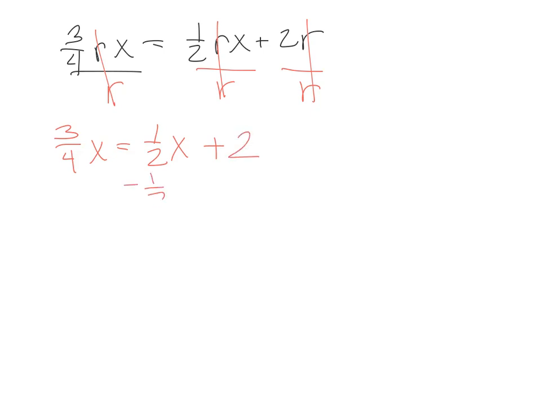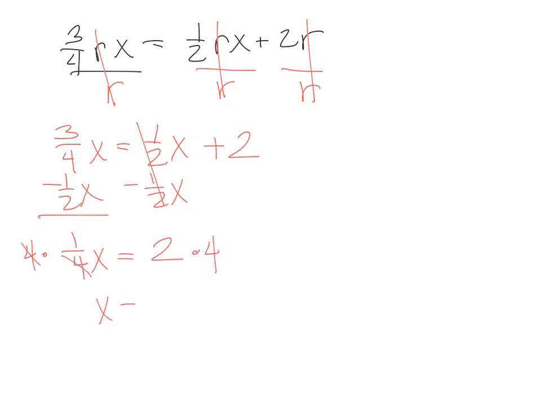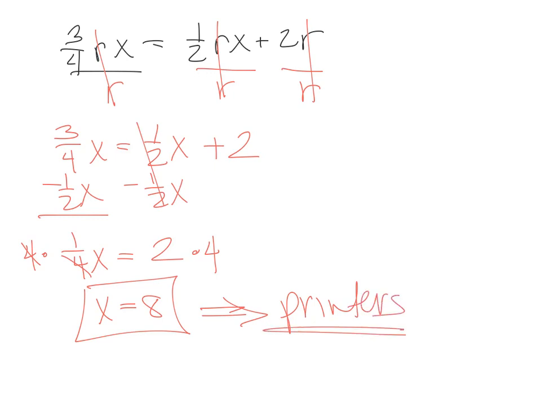Let's subtract this 1/2 X from both sides. We get 1/4 X left over equals 2. If I multiply this by 4 and that by 4, I get X equals 8. That means we have 8 printing presses in the print shop. I'm so happy we got the same answer. That'd be very embarrassing if we didn't.